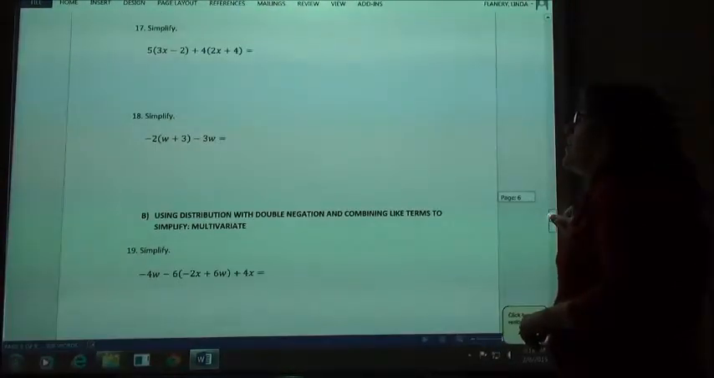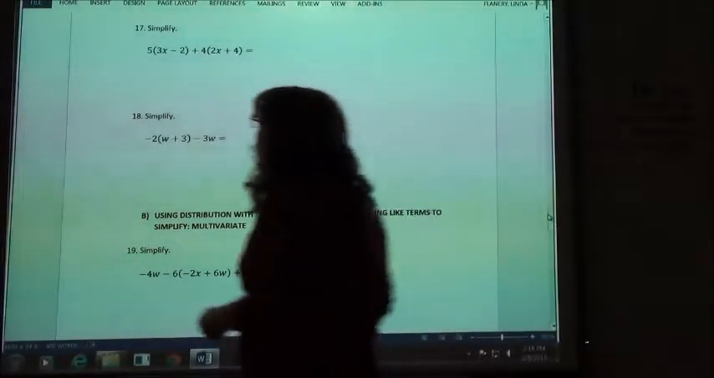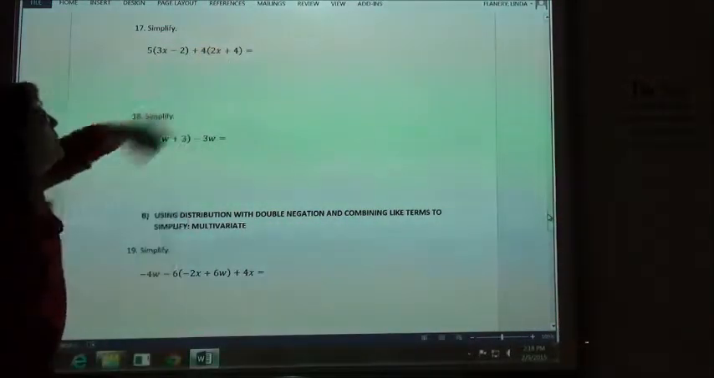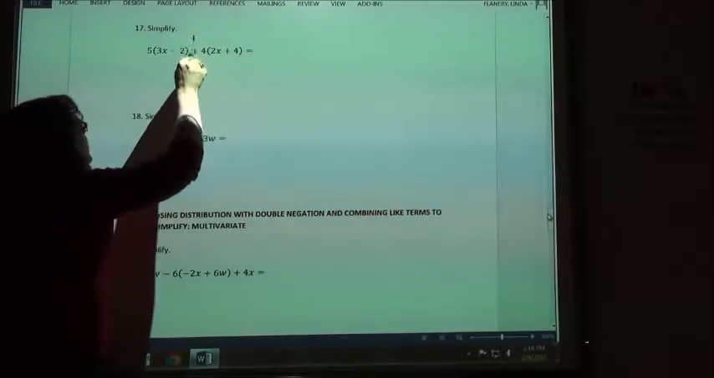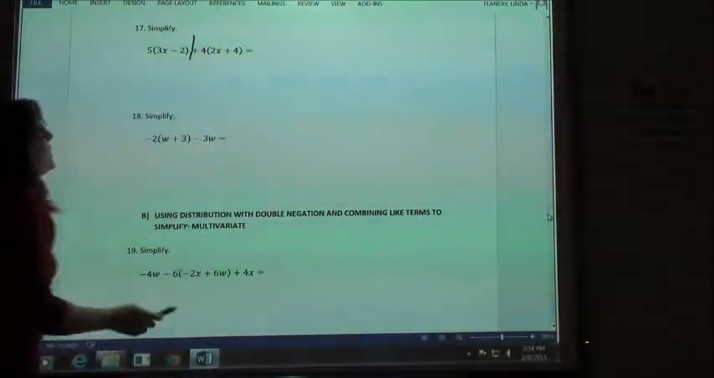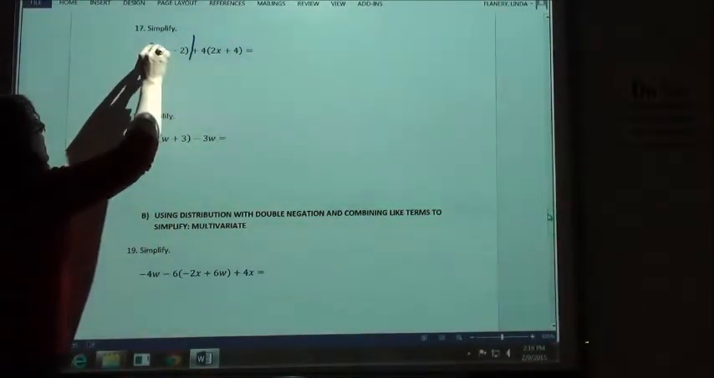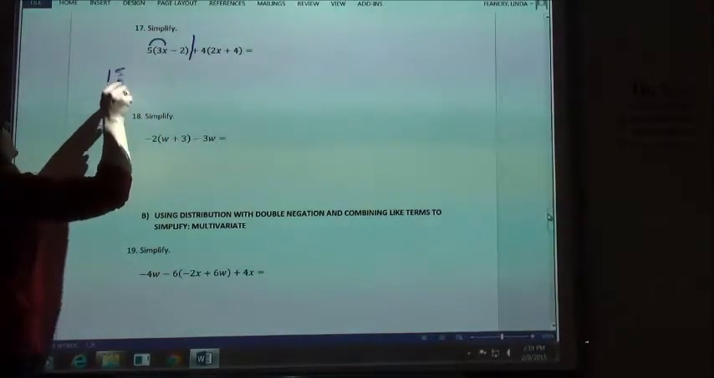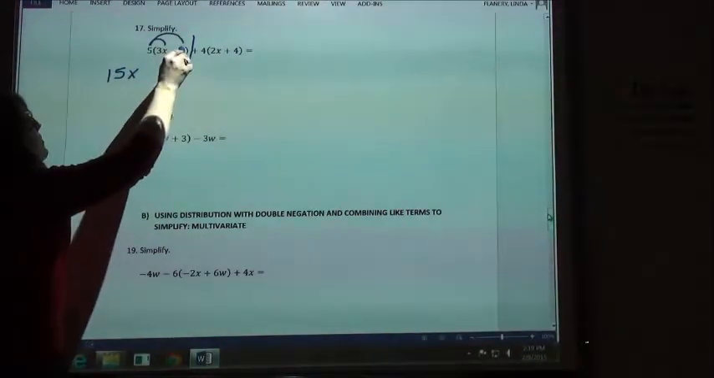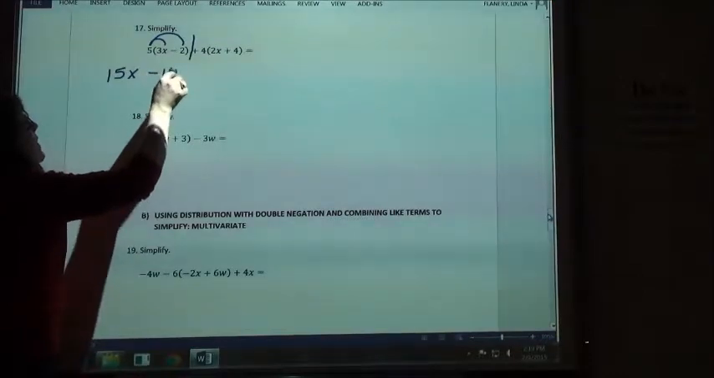Number 17. Same kind of thing, only I've got 2 sets of parentheses. So when I do this, I'm going to multiply up to here, and then I'm going to do that side. So I'm going to start here. 5 times 3x is 15x. 5 times a minus 2 is minus 10.